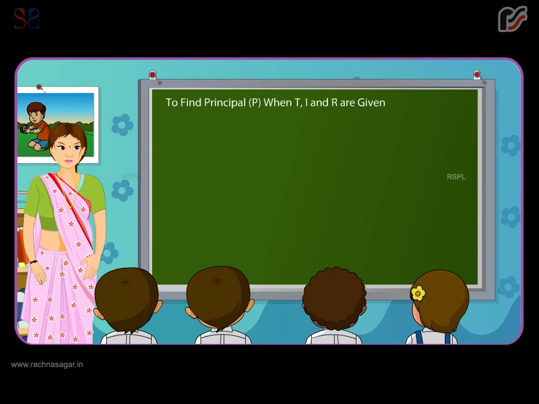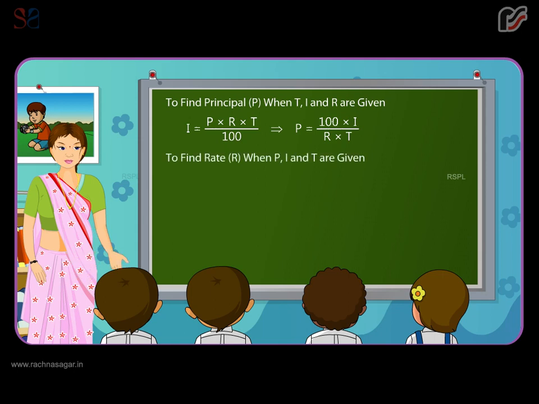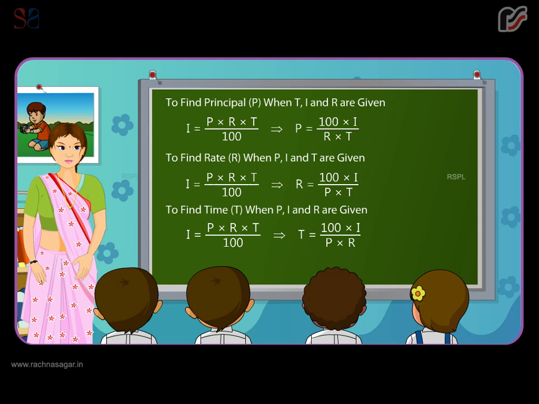Calculating principal, period of time and rate of interest. To find principal P when T, I and R are given, I is equal to P into R into T upon 100, so P is equal to 100 into I upon R into T. To find rate R when P, I and T are given, R is equal to 100 into I upon P into T. To find time when P, I and R are given, T is equal to 100 into I upon P into R.